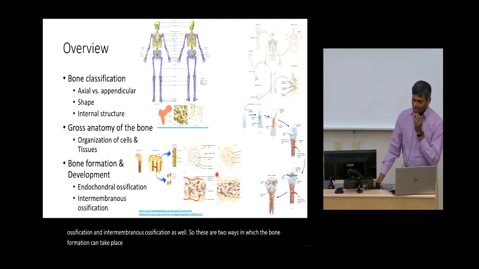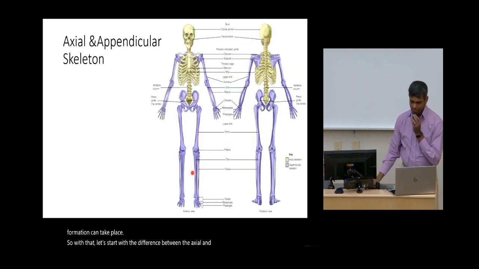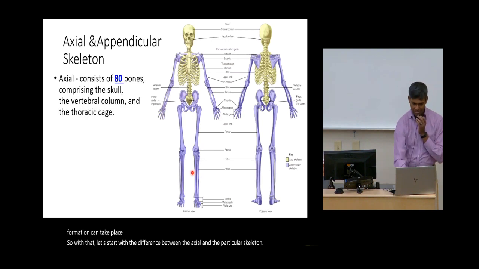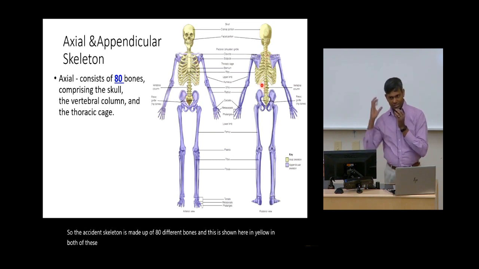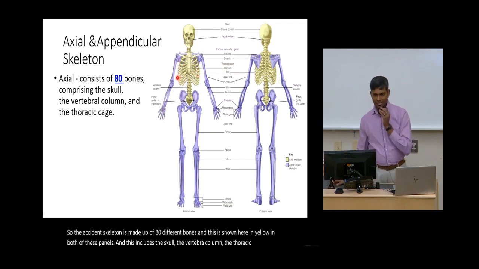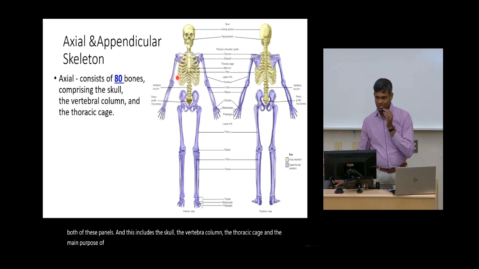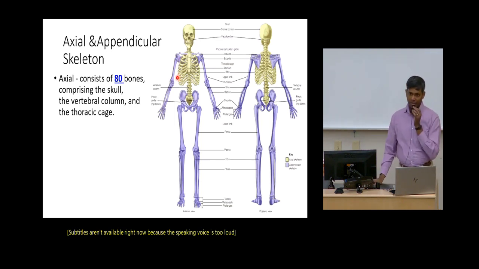So with that, let's start with the difference between the axial and the appendicular skeleton. The axial skeleton is made up of 80 different bones, and this is shown here in yellow in both of these panels. This includes the skull, the vertebral column, and the thoracic cage. The main purpose of this axial skeleton is to provide points of attachment for the various muscles in that part of the body. And it also offers protection to some very vital organs.